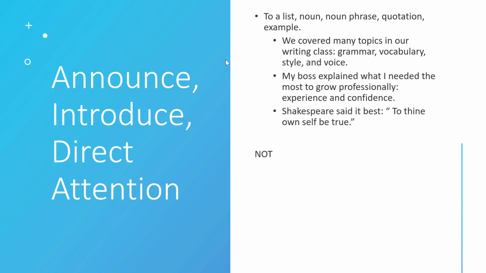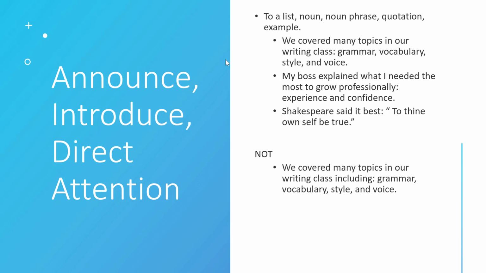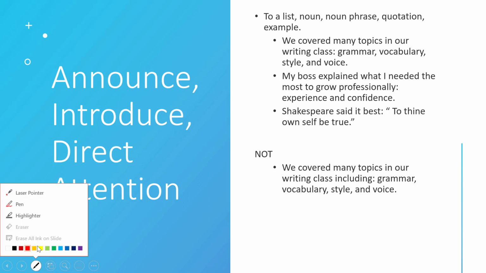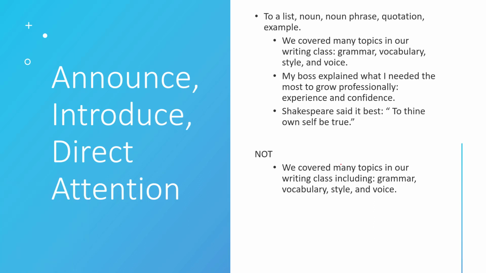Some examples of what you do not want to do. If you have an incomplete thought before the colon, such as we covered many topics in our writing class, including, you want to take out that colon. That colon that you have there after including is incorrect. The colon that you see in the second example after such as is also incorrect.